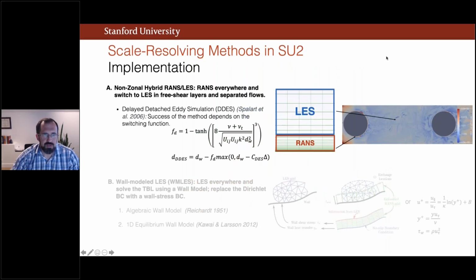So the scale resolving methods that are in SU2 so far can be broken into two main categories. The first category consists of hybrid RANS-LES methods, or delayed detached eddy simulations. In these methods, we use a function to switch from RANS to LES in certain regions of the flow where the mesh is fine enough to resolve the large energy-containing turbulent scales. The success of this type of simulation will depend on the switching function, as well as the RANS and SGS models used.